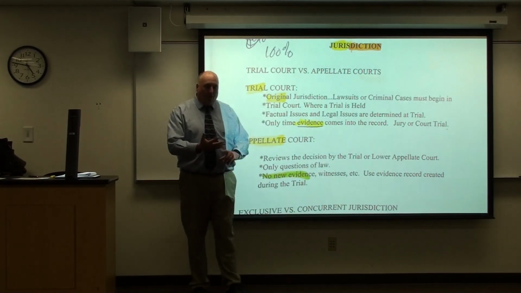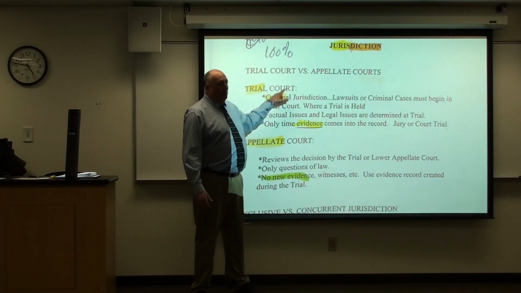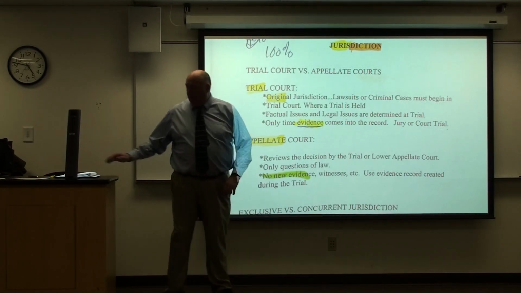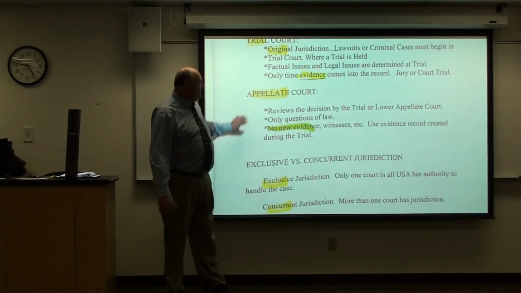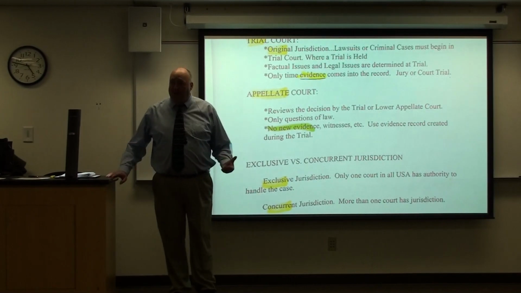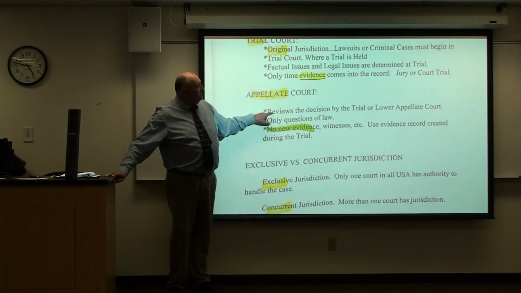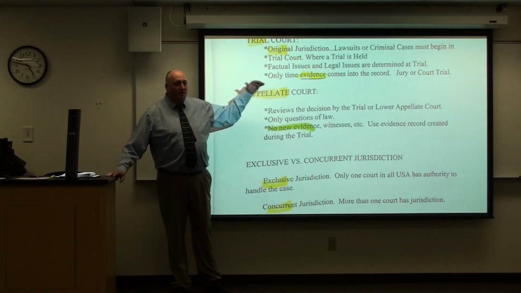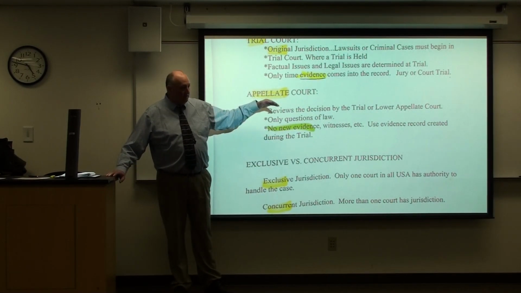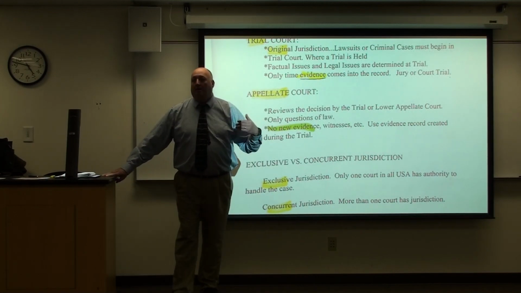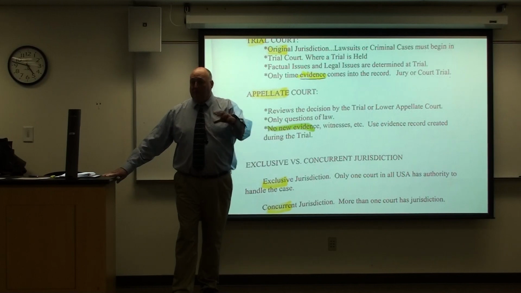All right, so trial court jurisdiction, original jurisdiction. Those are the first two types of jurisdiction. Now, appellate court. I'm not going to spend a lot of time on appellate courts, but basically the job of an appellate court is to review the decision by the trial court or a lower appellate court to make sure the judge at that level made the correct decisions. And again, just like in football or baseball or basketball, where you've got video replay, make sure the officials made the correct decision.